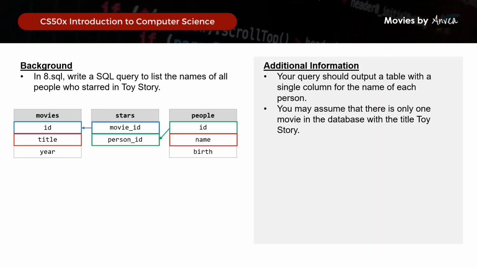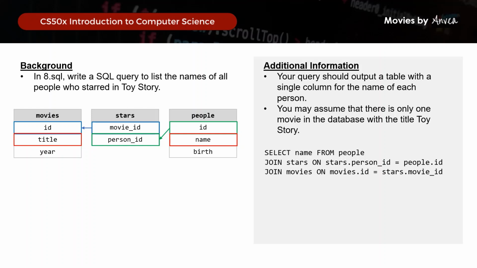So our SQL query will be select name from people, and we will first join stars to the people table using the person ID as the key that we need to join them. And after that, we will join stars to movies together using the movie ID as the key. And then we want to filter where the movie title equals Toy Story. And that is how you find the names of all people who star in Toy Story.